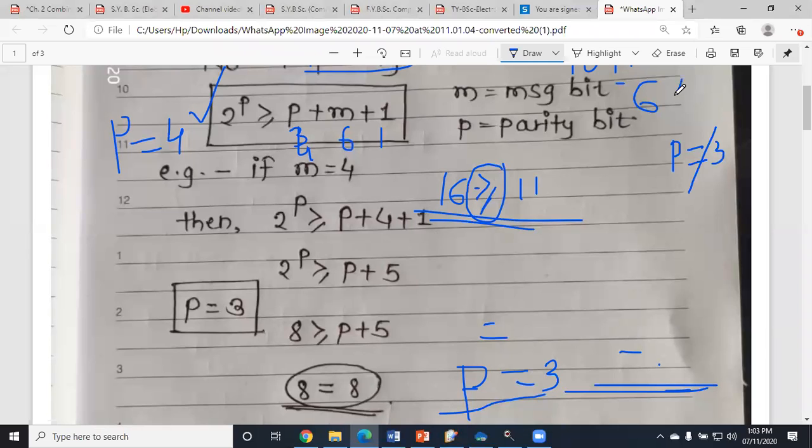When we consider parity bits for the earlier case, we satisfy the condition equal to. Now in this case, when we consider message bits equal to 6, we satisfy the condition greater than. Either we have to prove one condition, greater than or equal to.